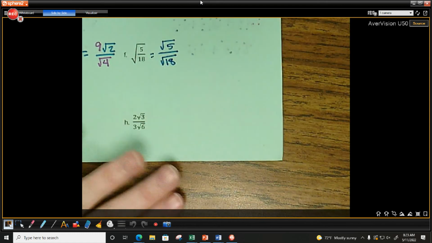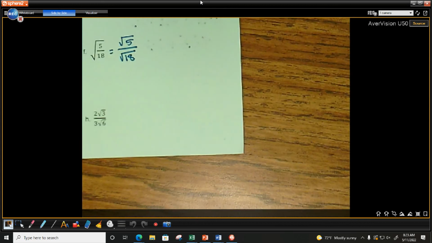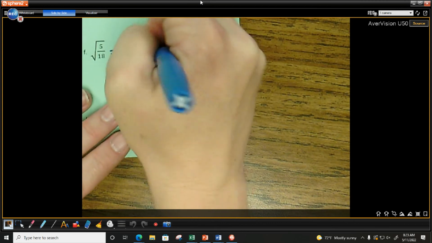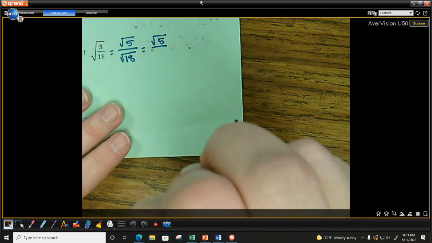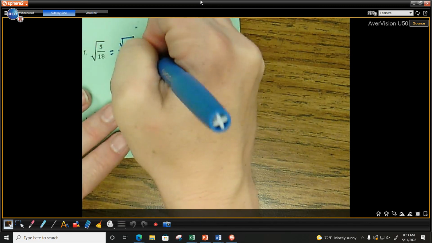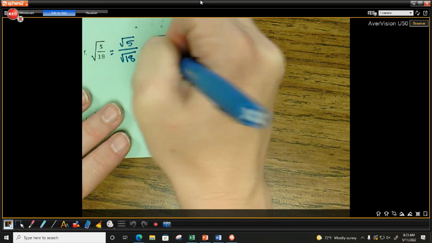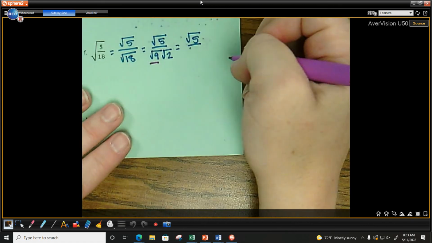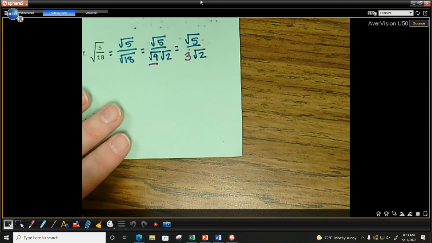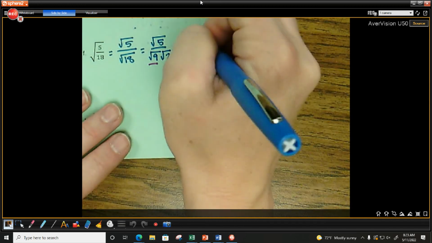Can you simplify the square root of 5? No. Can you simplify the square root of 18? What is 18 divisible by? That's a perfect square. 9. Square root of 9 times what? 2. Square root of 5 equals, what is the square root of 9, guys? 3. Square root 2. So I simplified everything. Is that an acceptable answer? No, you can't have what? The square root of 2. So multiply both the top and bottom by square root of 2.